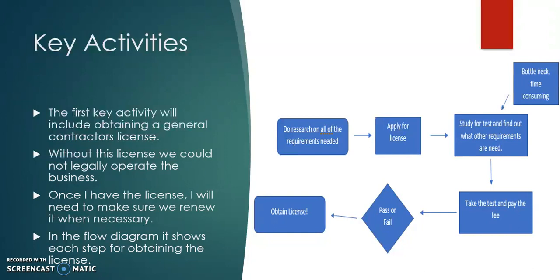In the flow diagram, it shows each step for obtaining the license. So the beginning is top left, do the research on all the requirements needed, apply for it, study for the test, and then check for other requirements. Take the test, pay the fee, and then it passes or fails us, and then we have the license.